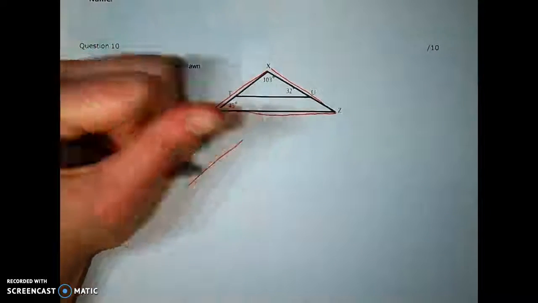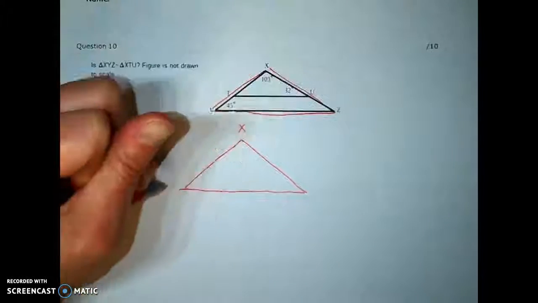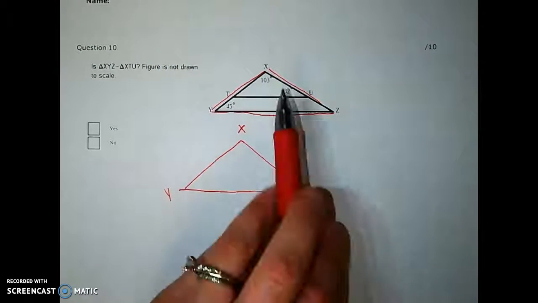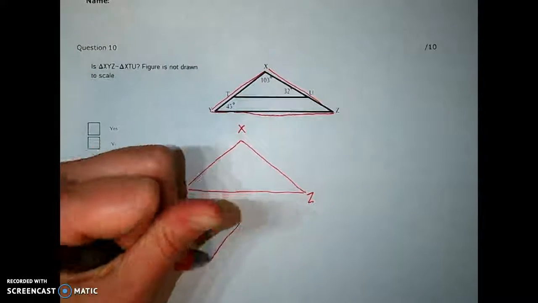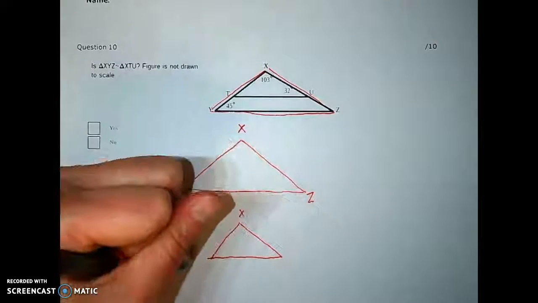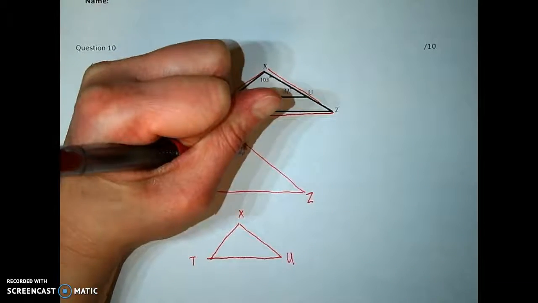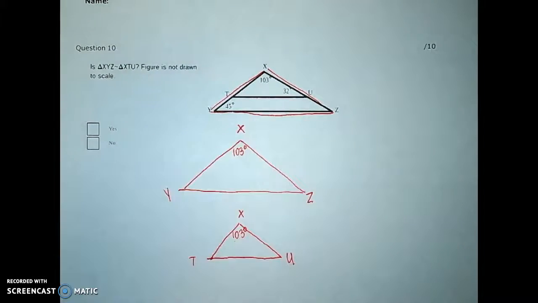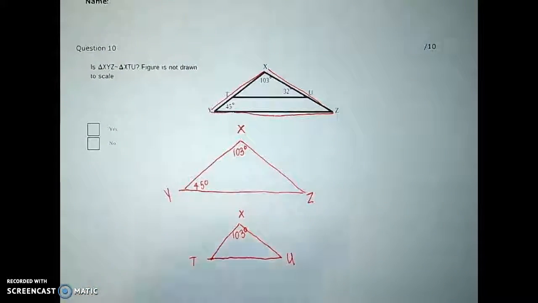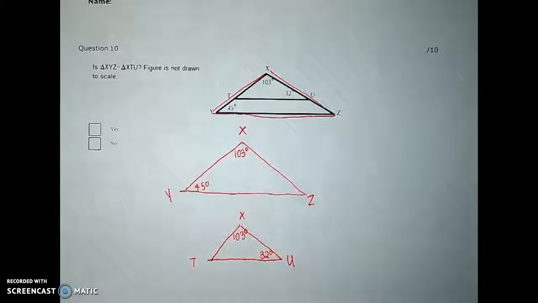So I'm going to redraw XYZ, our big triangle, and then also I'm going to redraw XTU. And I'm going to fill in the angle measures I know to begin with. So I know that x on both of these is going to be 103 degrees. I know that angle y is 45 degrees on the top figure, and I know that angle u is 32 degrees on the smaller triangle.